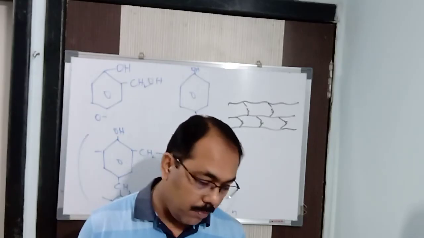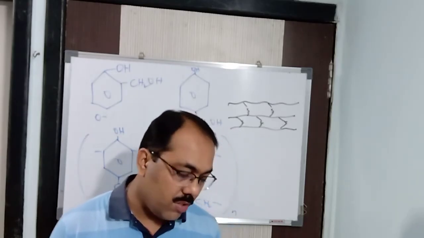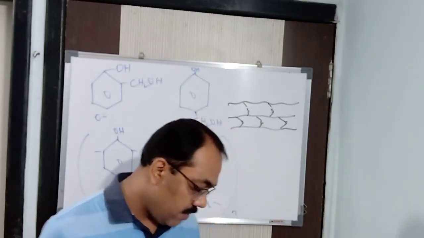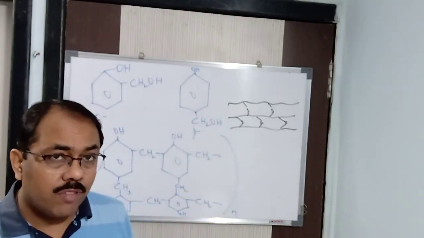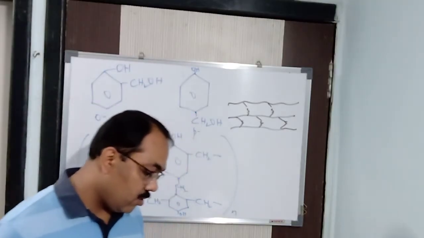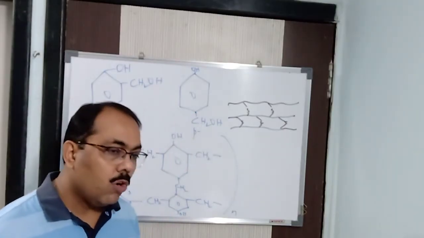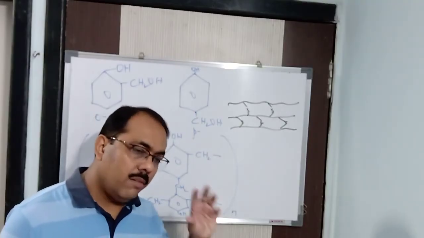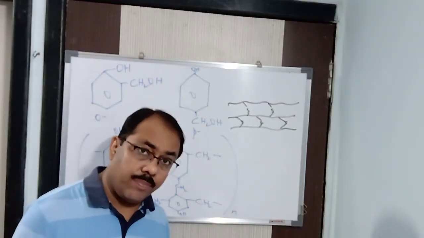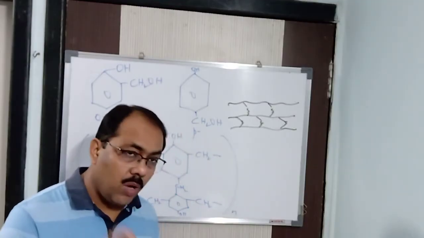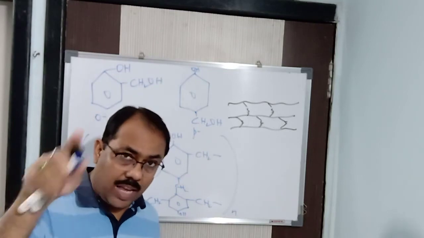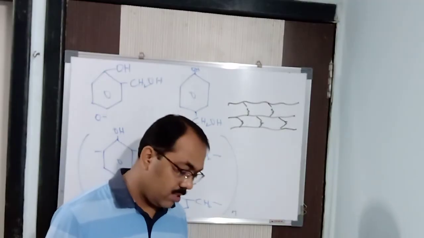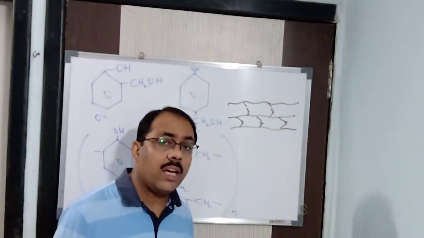We have already read how we can prepare Buna-S, that is from buta-1,3-diene and styrene. Got it? We also prepare Buna-N, which is also called nitrile rubber, a copolymer of butadiene and acrylonitrile. In Buna-S you take buta-1,3-diene and styrene. In Buna-N, B-U-N-A, then hyphen N, got it? That is your nitrile rubber for that reason. So for Buna-N you take buta-1,3-diene and acrylonitrile.